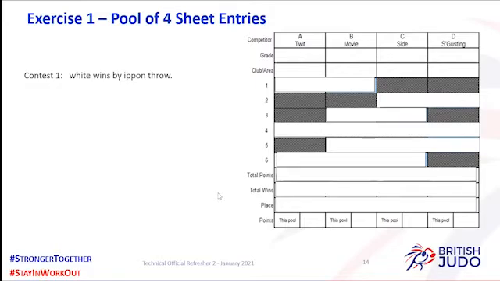White wins by hip throw. Yes, we've got Jordan. Fantastic. T with a circle, 10, and a loss for blue.